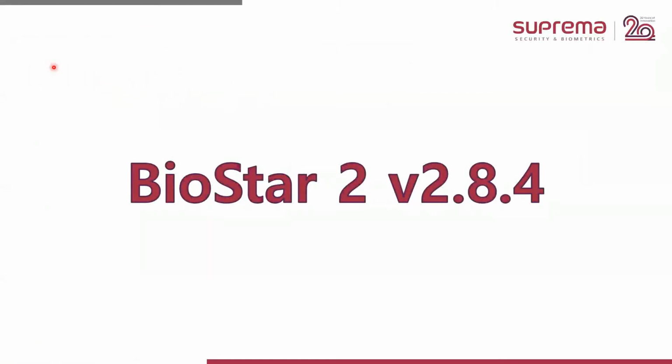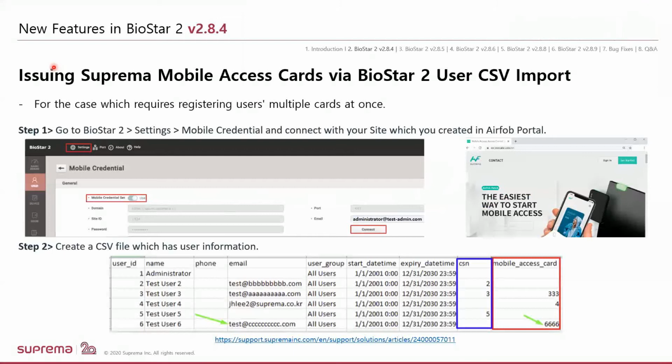BioStar 2.8.4. The first new feature of BioStar 2.8.4 is issuing Suprema mobile access cards via BioStar 2 user CSV import. This feature is designed for the case which requires registering users multiple cards at once. Let's check the sample case according to the screenshots.